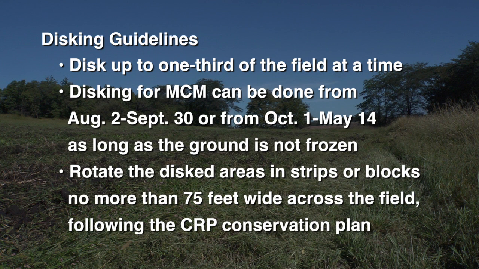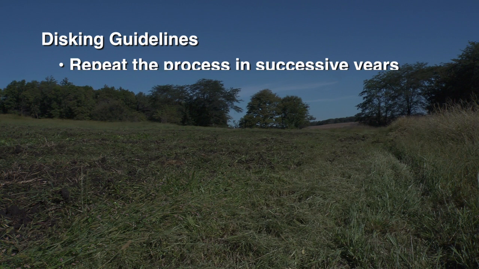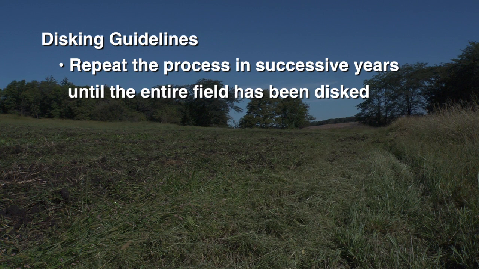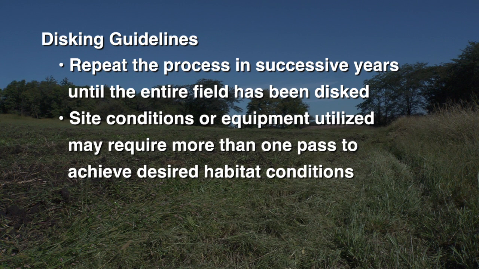Rotate the disked areas in strips or blocks no more than 75 feet wide across the field, following the CRP conservation plan. An area twice the width of the disked area should be left between the strips or blocks. Repeat the process in successive years until the entire field has been disked. Site conditions or equipment utilized may require more than one pass to achieve desired habitat conditions.